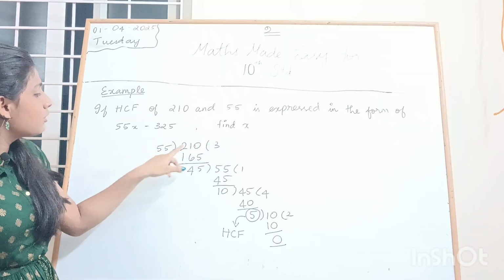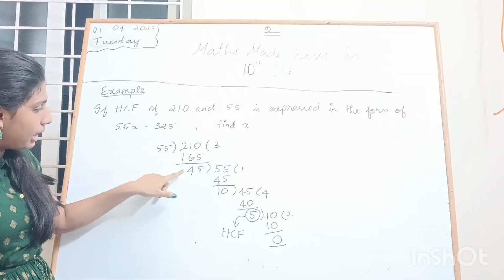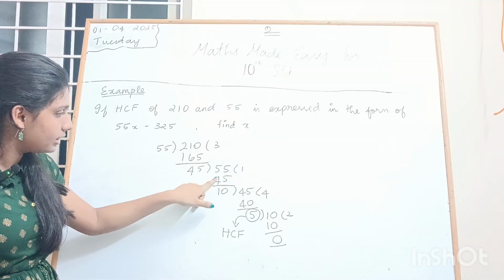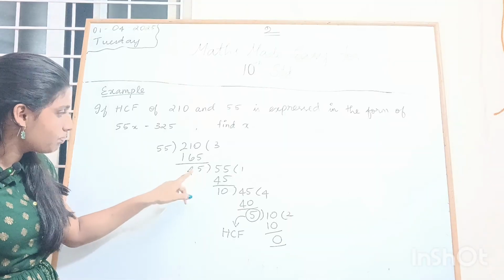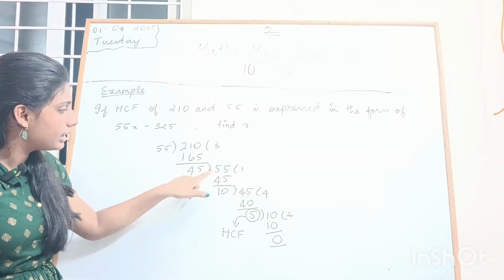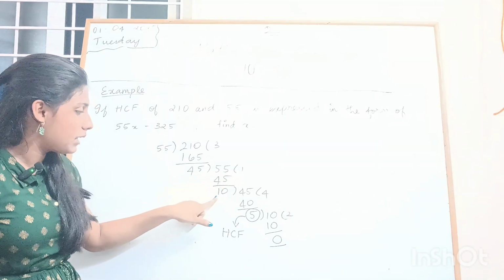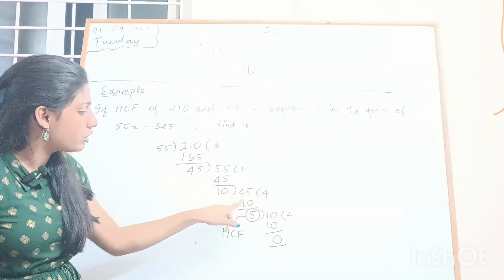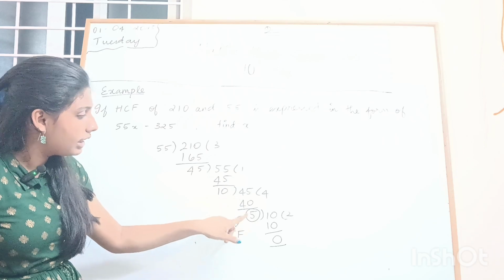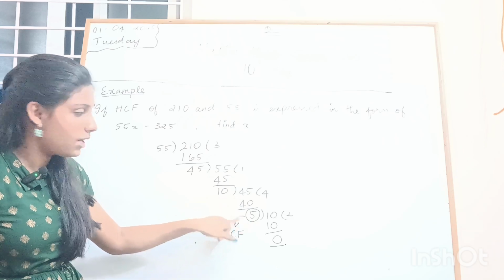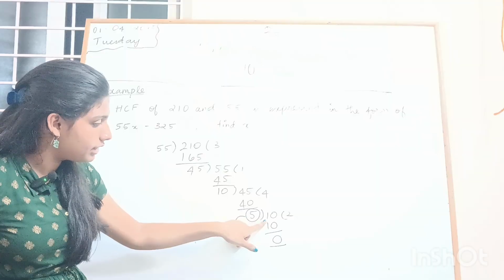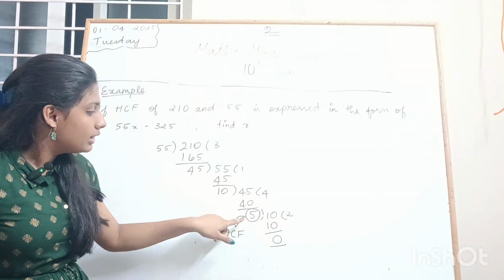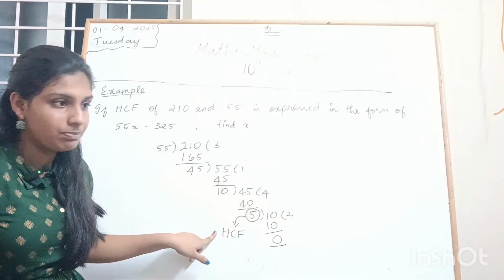55 threes are 165 and the remainder becomes 45. Here this divisor becomes the dividend and this becomes the divisor. So 45 ones are 45, the remainder is 10. Then this becomes the divisor and this becomes the dividend. 10 fours are 40, the remainder is 5. Then this 5 becomes the divisor and this 10 becomes the dividend. 5 twos are 10 and the remainder becomes 0. So this 5 becomes the HCF.